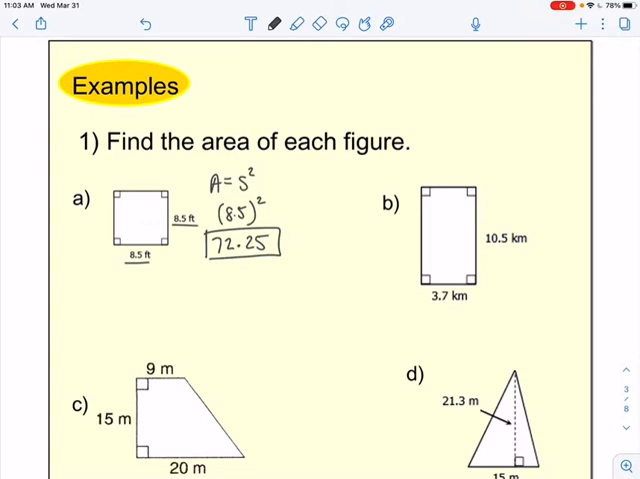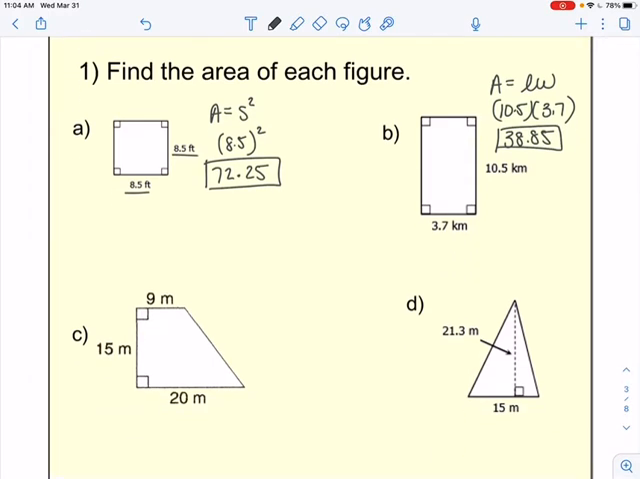For part B, that's a rectangle, and the area of a rectangle is length times width. So in this case, we're going to do 10.5 times 3.7. It doesn't matter with a rectangle which one you call the length and which one you call the width, because multiplication is commutative. The order does not matter. When you multiply there, you should get an answer of 38.85.